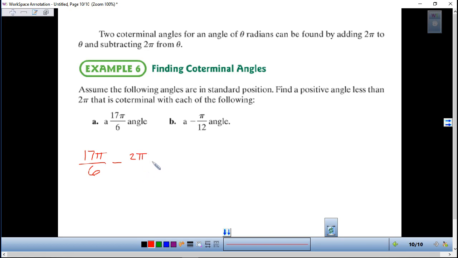Now, I'm going to think about that in terms of 6's, so I'm going to multiply top and bottom by 6. I'm going to think of that as 2 pi over 1. So you end up with 12 pi over 6, and then you can do your subtraction, and you're going to get 5 pi over 6.